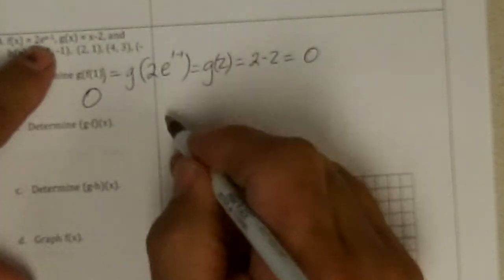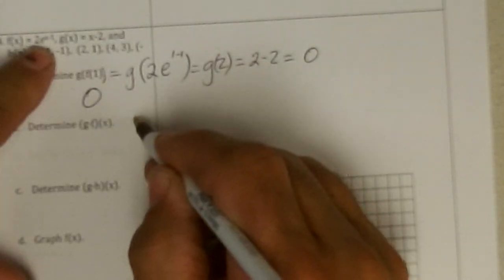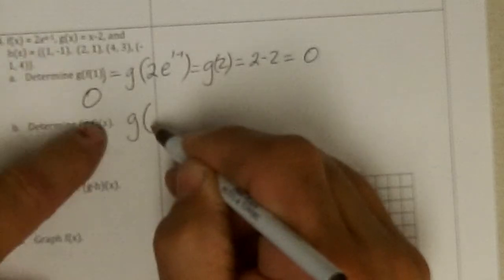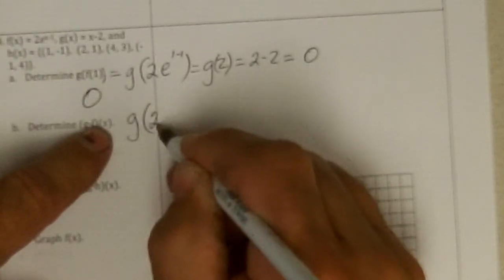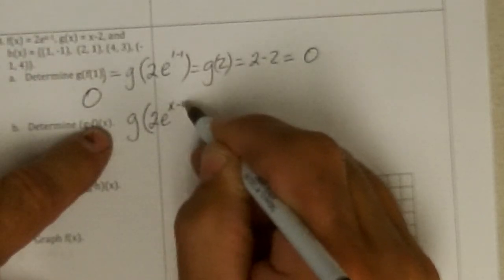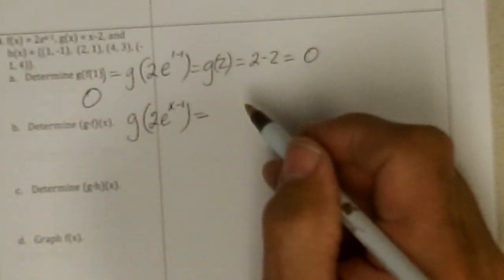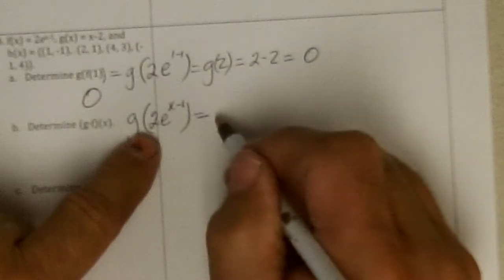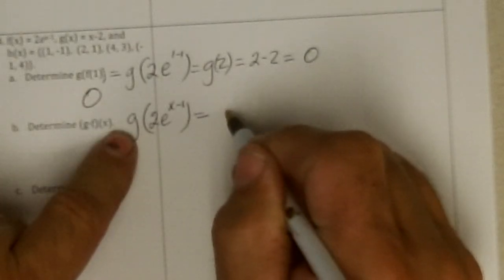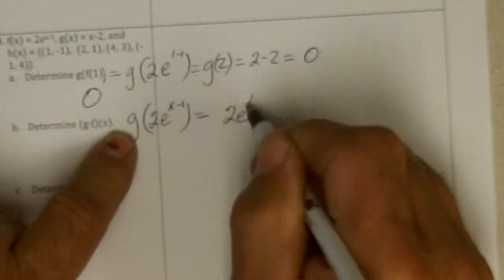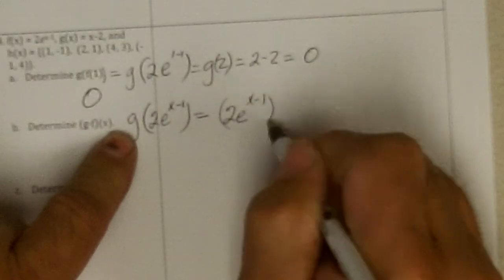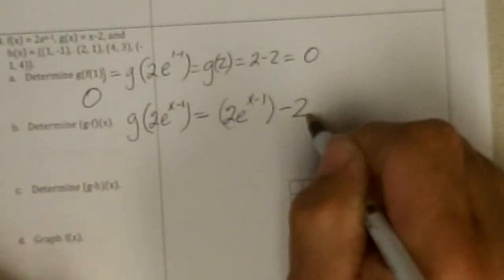And so that would be g of f, which is 2e to the x minus 1. And if I put that into g, I get 2e to the x minus 1, minus 2.